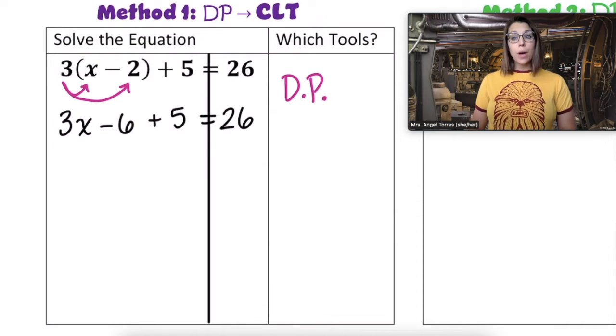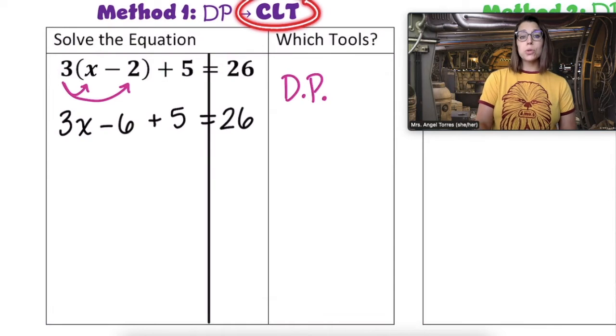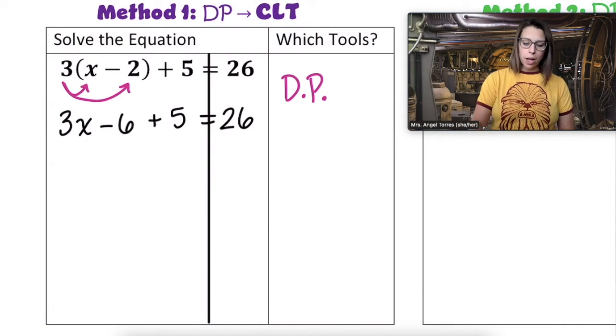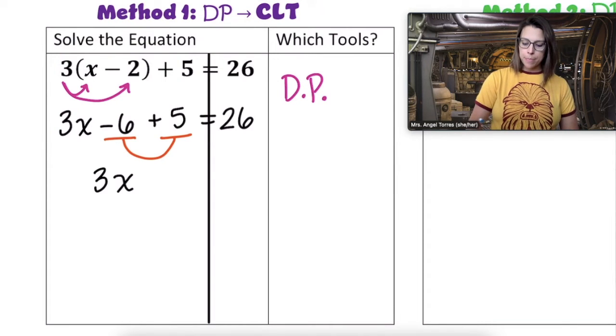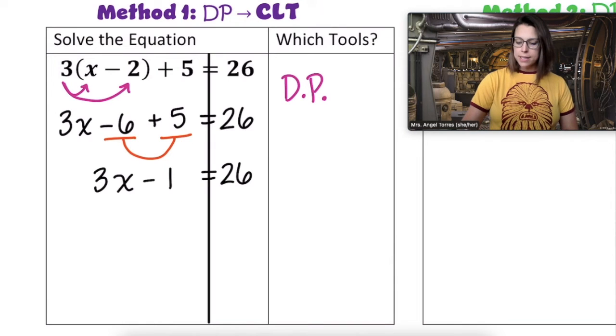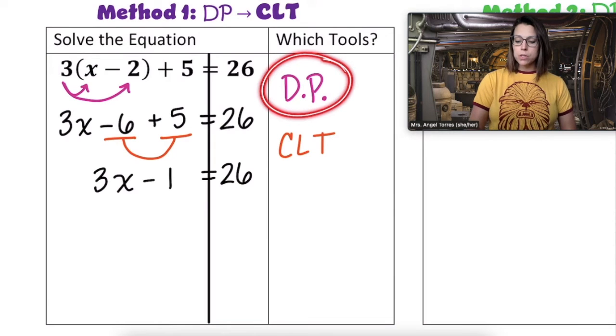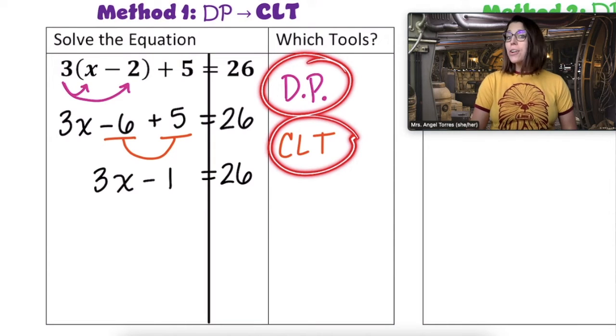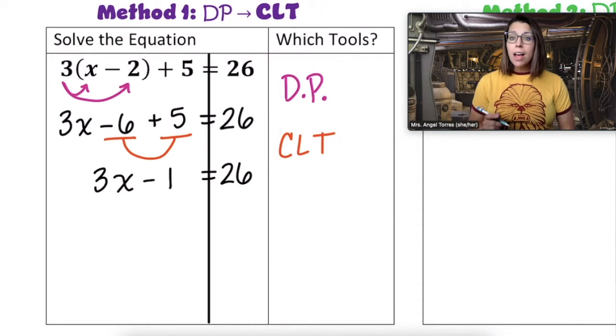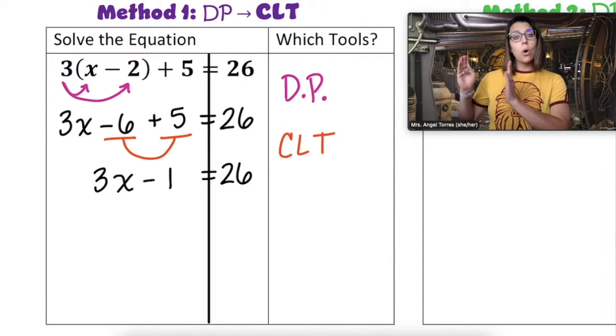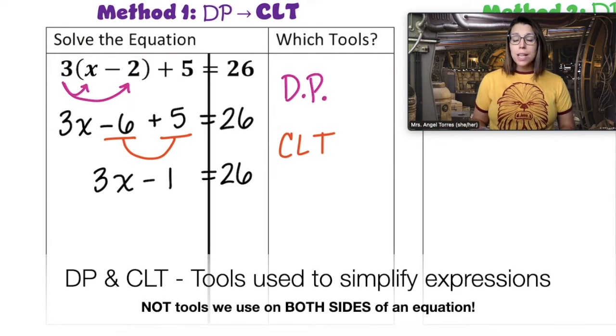From here, I do have options. In this method, we're going to use our combine like terms tool next to combine our two constants, negative 6 and positive 5. And that's combine like terms. Notice both of these tools, distributive property and combine like terms, are not properties of equality. They're not things that you do to both sides of the equation, only to one. These are tools that we use to simplify expressions, not affect equations on both sides.